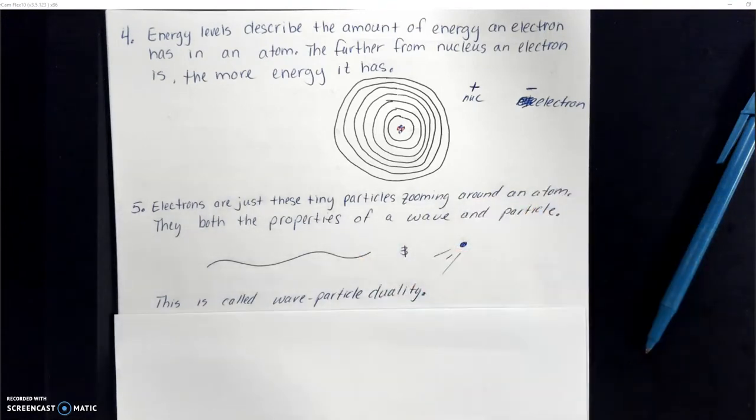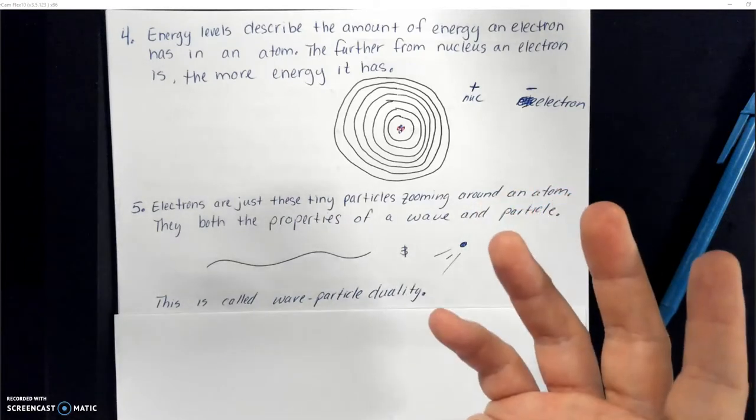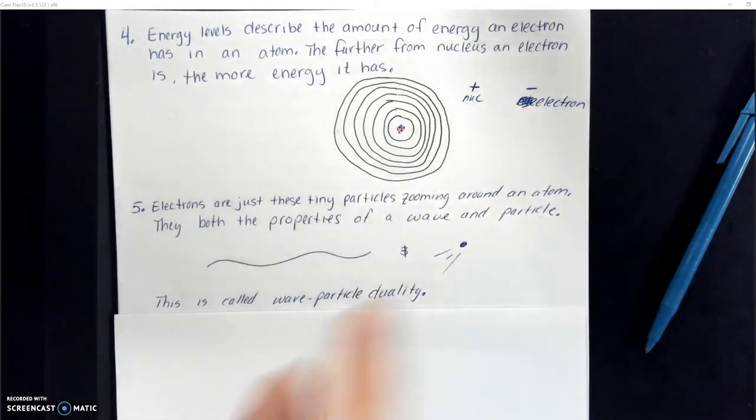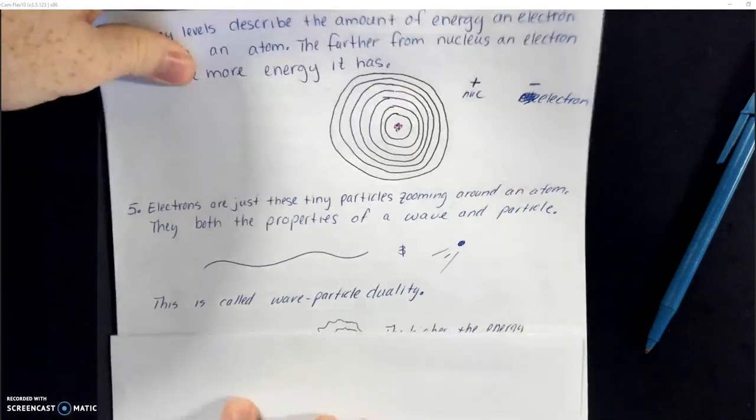Well, that's what quantum mechanics is. Now, you don't need to know this in great detail. You just need to know that the electron has both of these properties, and we call this a wave-particle duality. It's not necessary to know this for the AP exam. It's just something that you should have in the back of your head.